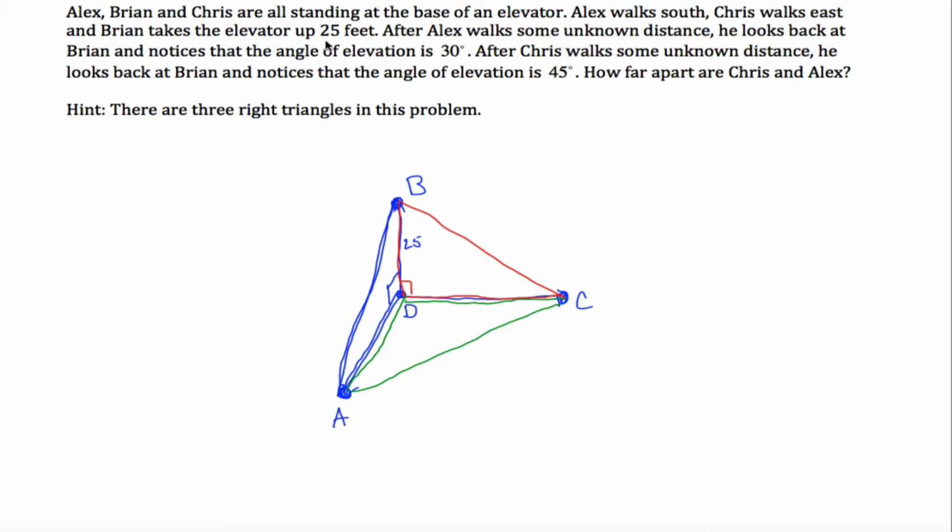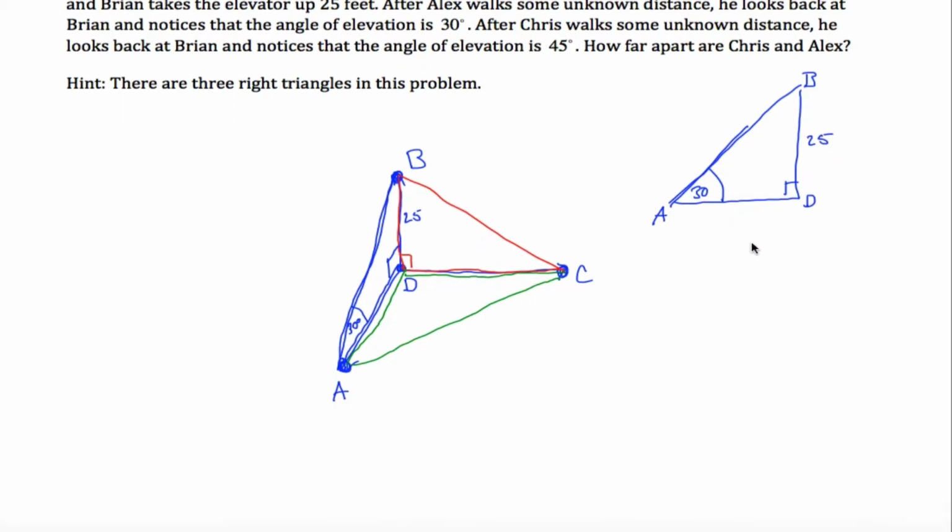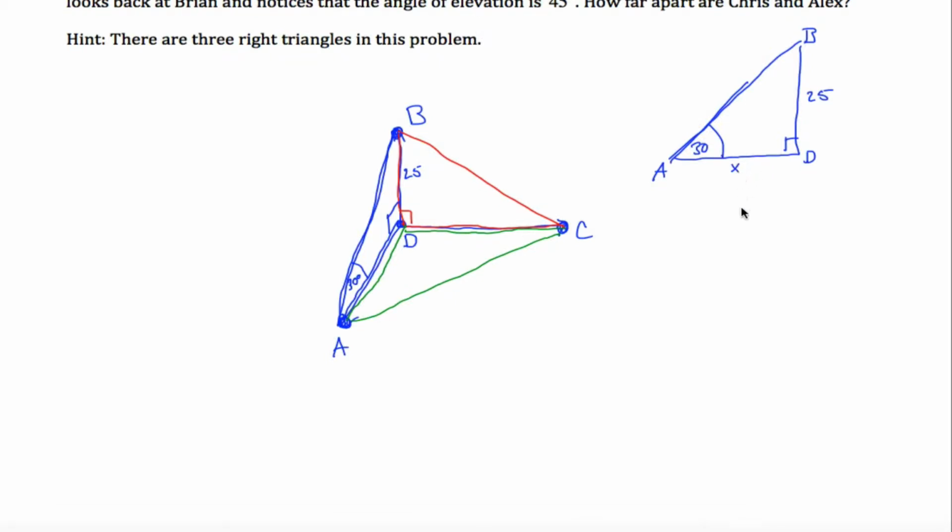Okay, so let's go figure out some sides. The first piece of information we get is that the angle of elevation from Alex up to Brian, so we're talking about this angle right here, is 30 degrees. So if that's 30 degrees, I have this triangle here, which maybe I can draw a little better off to the side. Again, not to scale. Here's A, here's B, and here's D, and I know that this angle is 30 and that this side length is 25. What I'm interested in is the side length AD, so I'll call this length x.